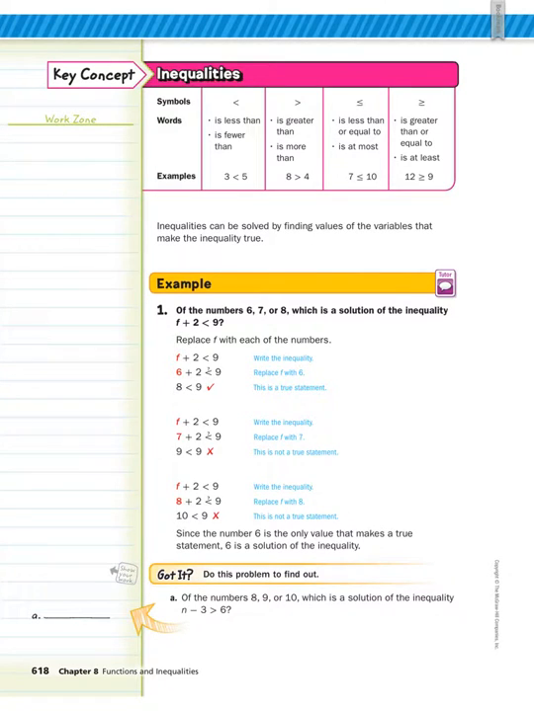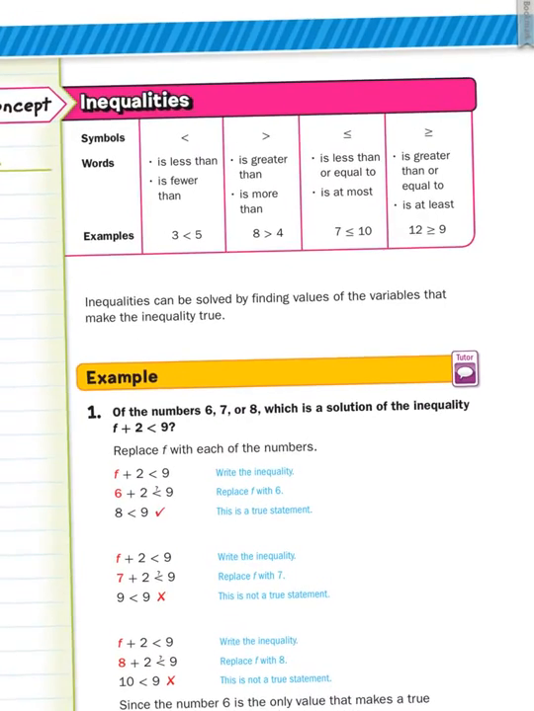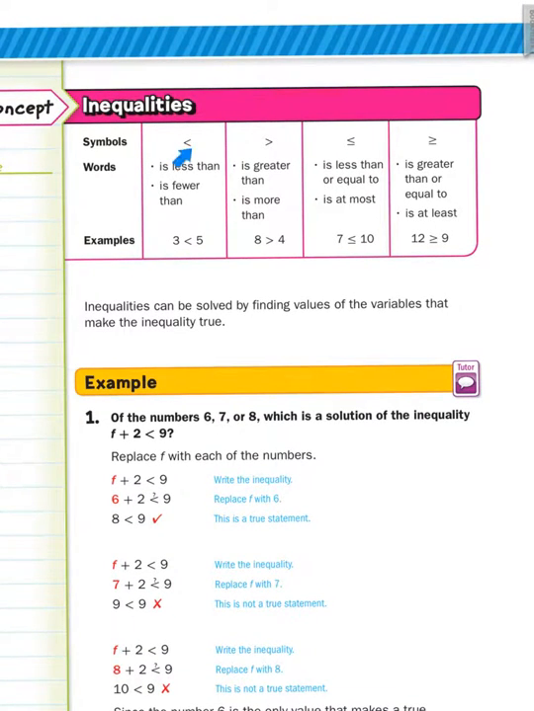On this page, if you look at the top, they have your symbols. So we have less than is fewer than, example. Greater than, same thing. But here we have less than or equal to. So words is less than or equal to, but you can also say is at most. For greater than or equal to, it could also mean is at least. And you would read this, 12 is greater than or equal to 9.